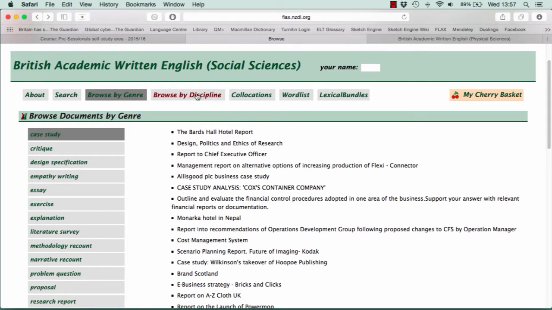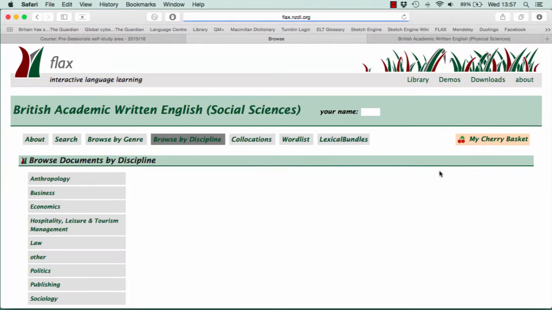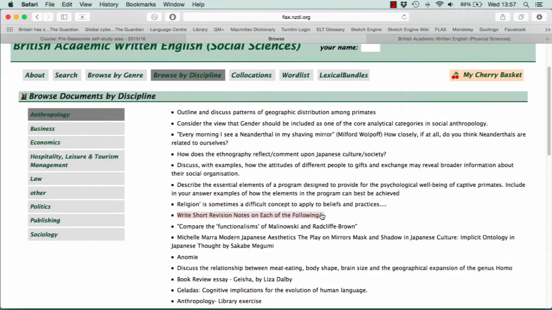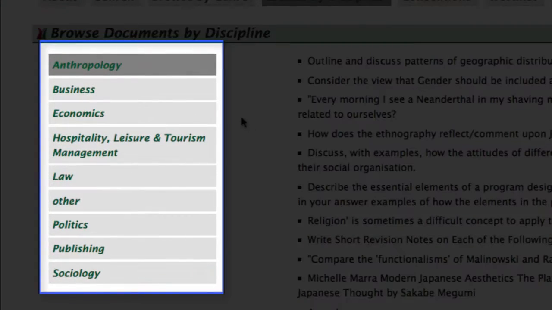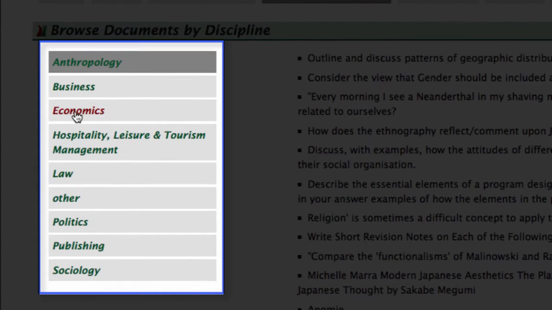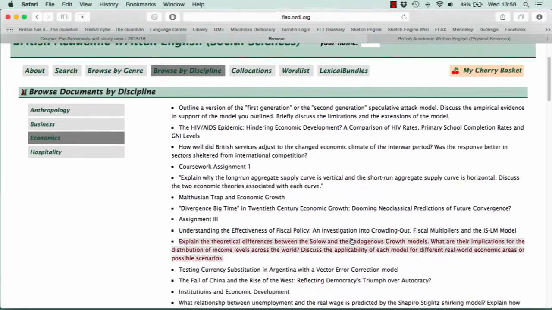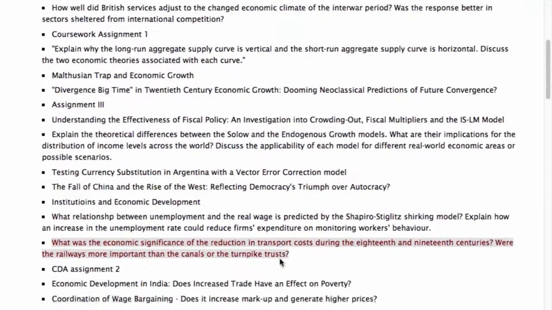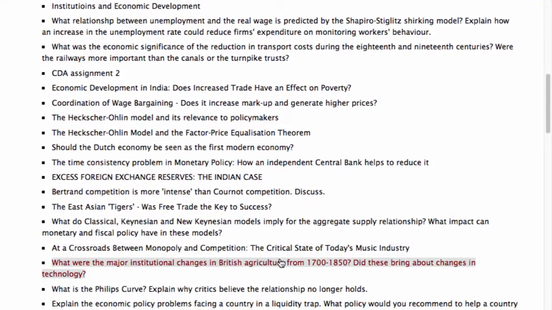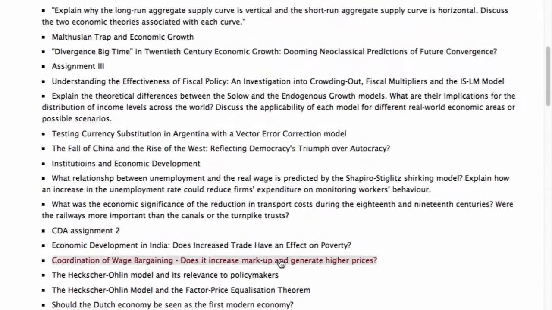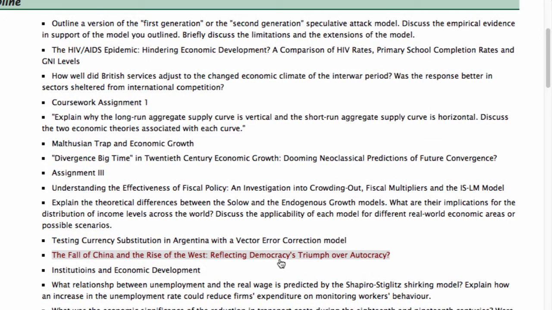You may prefer, of course, to look at these pieces of writing in relation to the discipline for which they're produced. Now, I started with this because I know that we have a number of business students, we have a number of economics students, a number of law students. I'm going to take economics as an example. And once again, what we have here on the right are several examples of writing in that discipline.